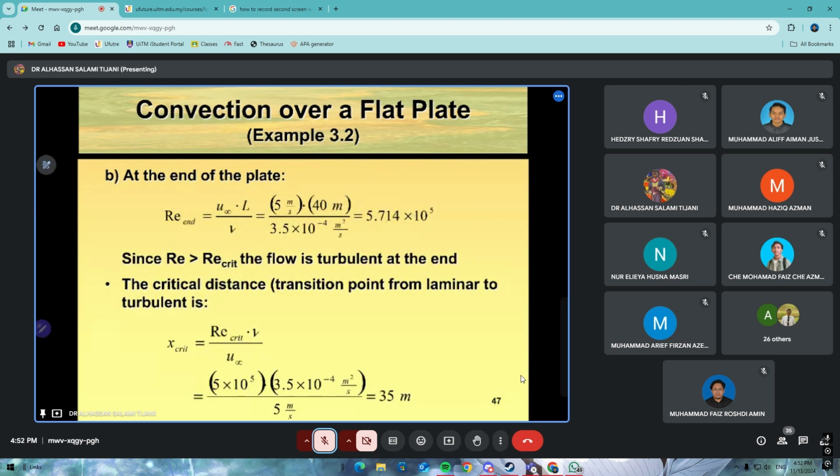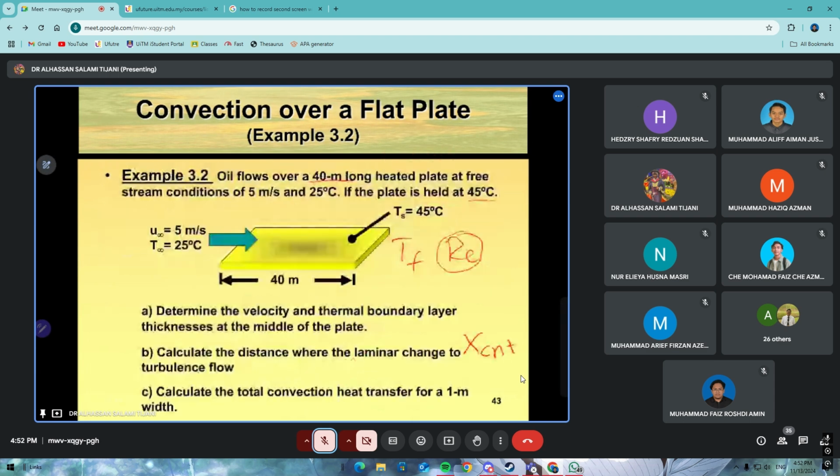Now we want to determine the rate of heat transfer. The question says, calculate the distance where the laminar changes to turbulent flow.